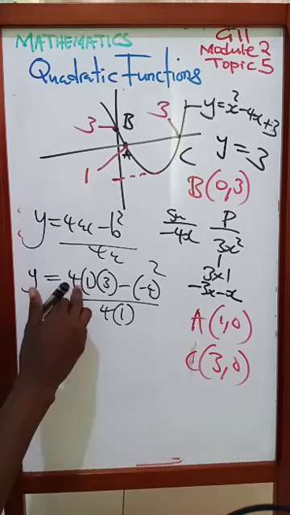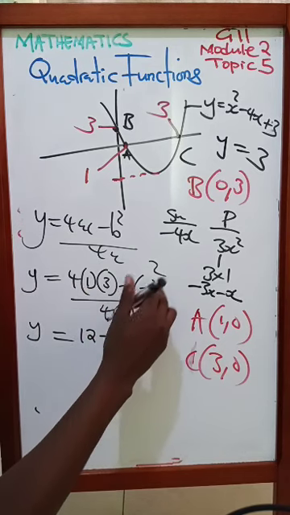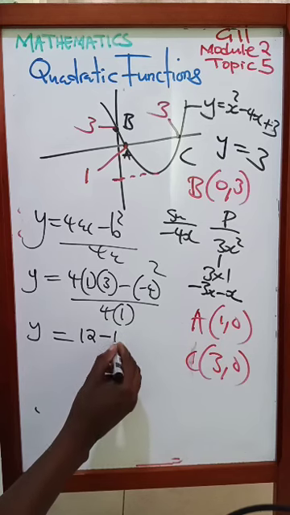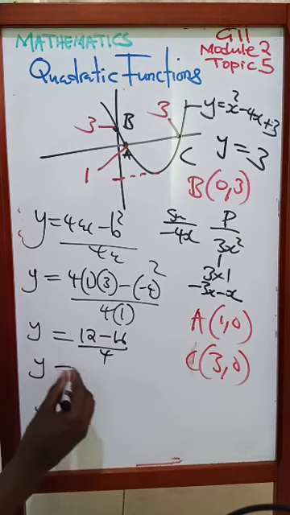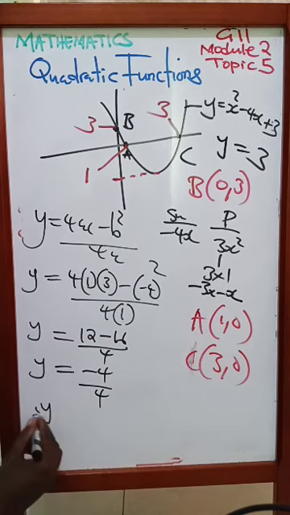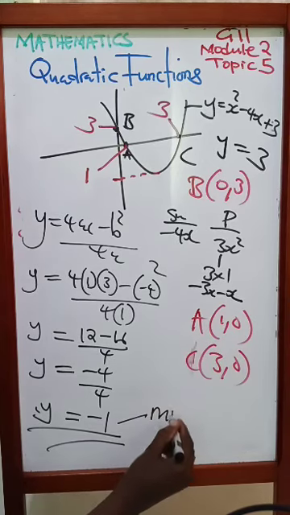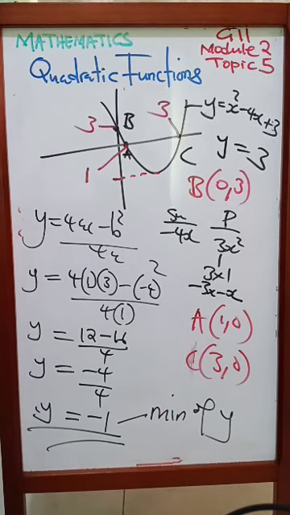So y is equal to 4 times 1, which is 4, times 3, you get 12, minus (-4) to the power 2. (-4) to the power 2 gives you positive 16. Then everything is divided by 4. So we have 12 minus 16, which is -4, over 4. Y therefore is equal to -1. So the minimum value of y is equal to -1. Basically this is how you solve some questions on quadratic functions.